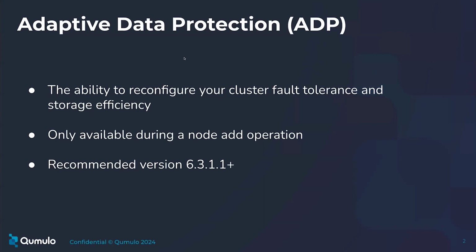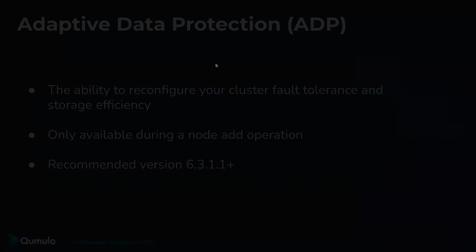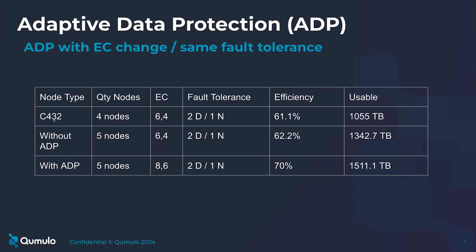So with ADP, we let you actually change that up. For example, here we've taken a 4-node C432 cluster. It is 6.4 erasure coding, fault tolerance 2 disk, 1 node. That's normal, 61% efficiency. Great. You've got a petabyte of space out there, give or take. If you were to add a 5th node, just straight up here, and not change the erasure coding, you're adding about 300 terabytes, round numbers.